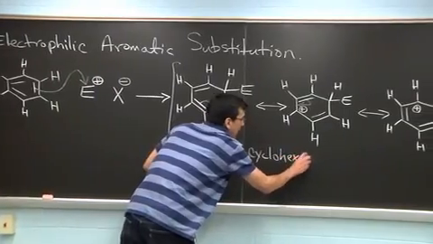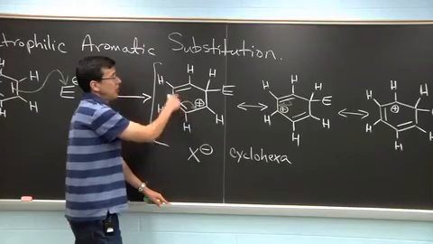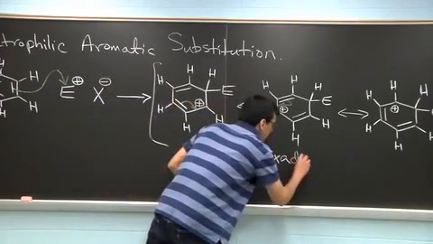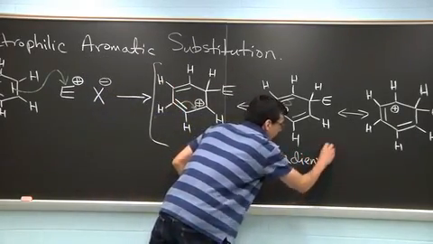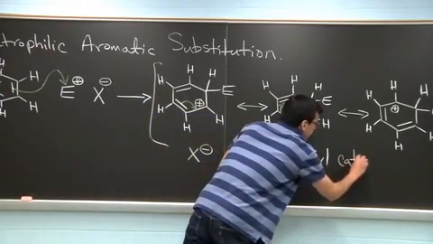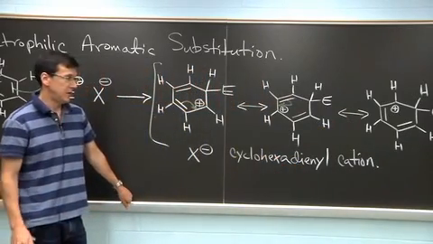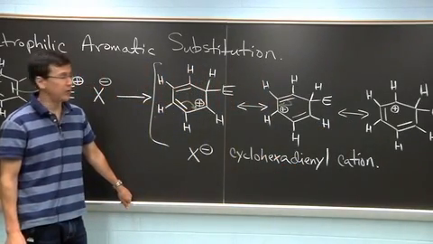cyclohexa, six-membered ring. It has two double bonds in it. So it's a cyclohexadienyl cation. So this is the key intermediate in electrophilic aromatic substitution.